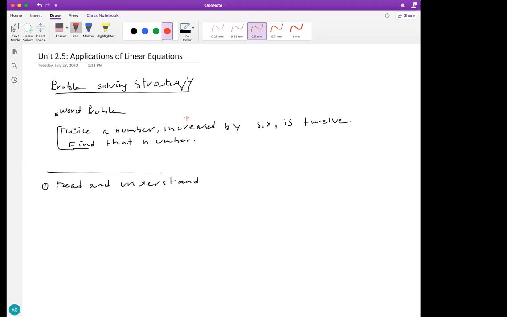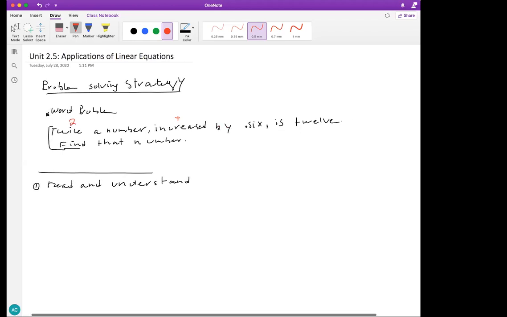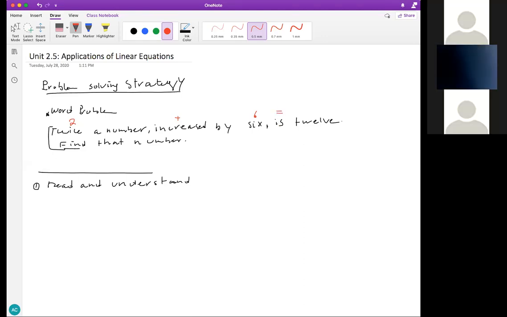When we say twice a number, it means that number times 2. Twice a number, if it's 3, is 3 times 2, and so on. Increased by 6, of course, is 12. So twice a number increased by 6 is 12. What do you think "is" translates to in terms of mathematical symbol? It's equal. Exactly, that's for equal.